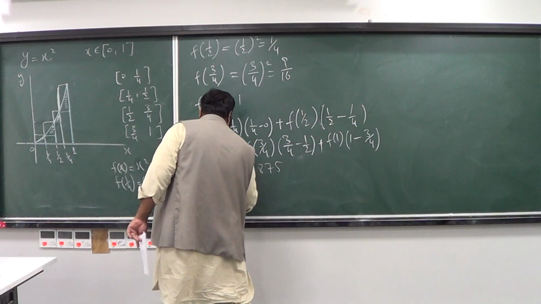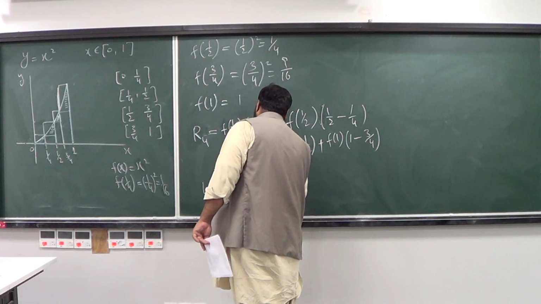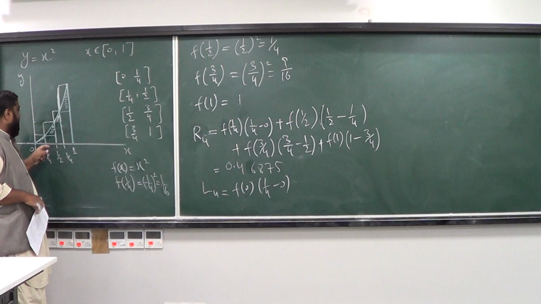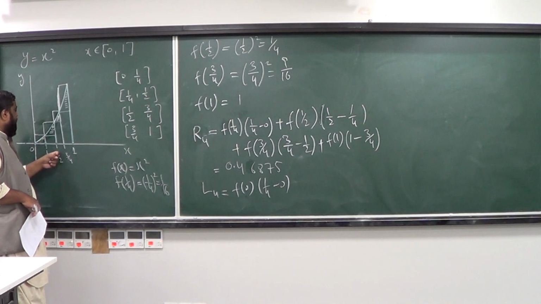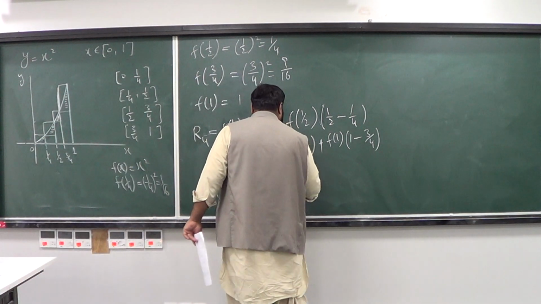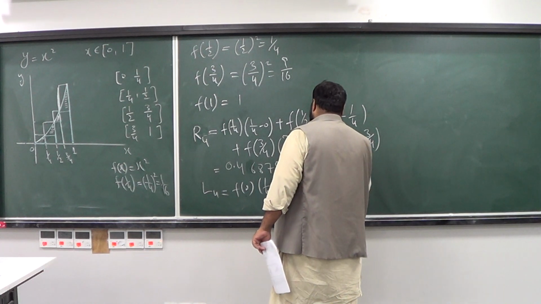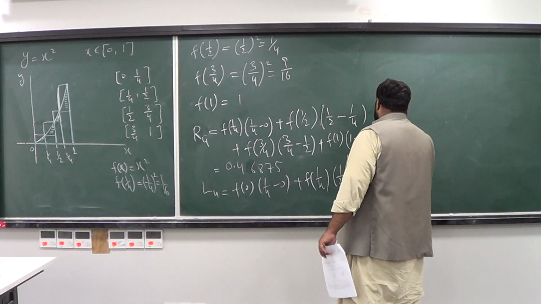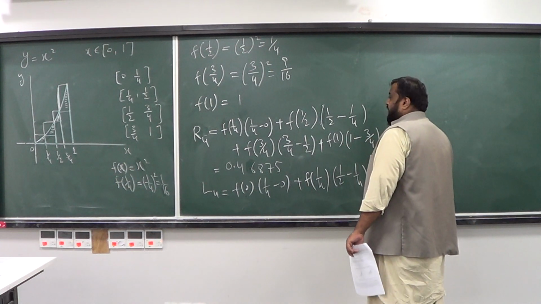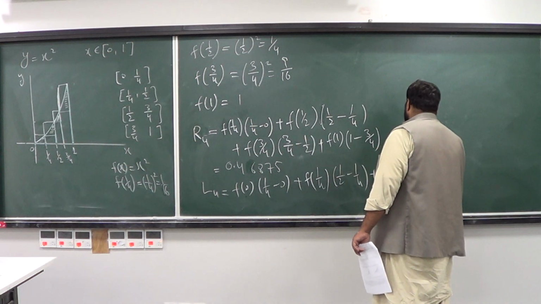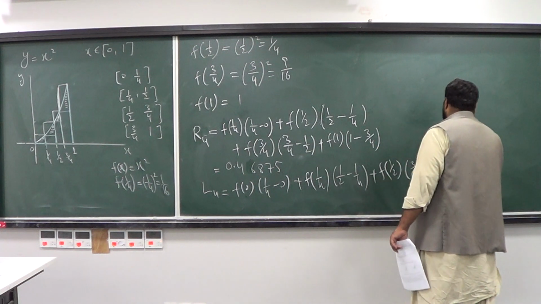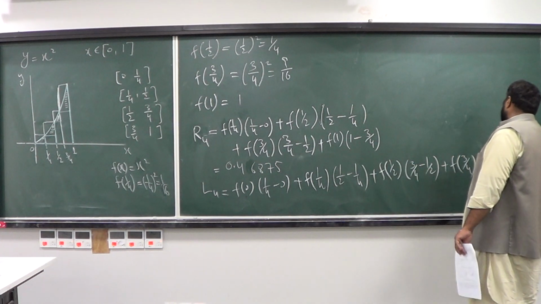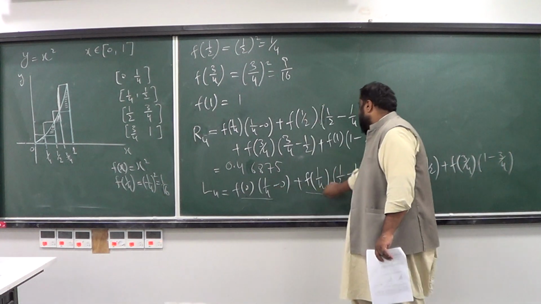So L4 is going to be f of 0 times 1/4 minus 0. This is the height of the rectangle times the width of the rectangle. What is the height of the rectangle here? f of 1/4. And what is the width? 1/2 minus 1/4. Plus f of 1/4 times 1/2 minus 1/4, and then f of 1/2 times 3/4 minus 1/2, and plus f of 3/4 times 1 minus 3/4. So these are the 4 rectangles whose area we sum.